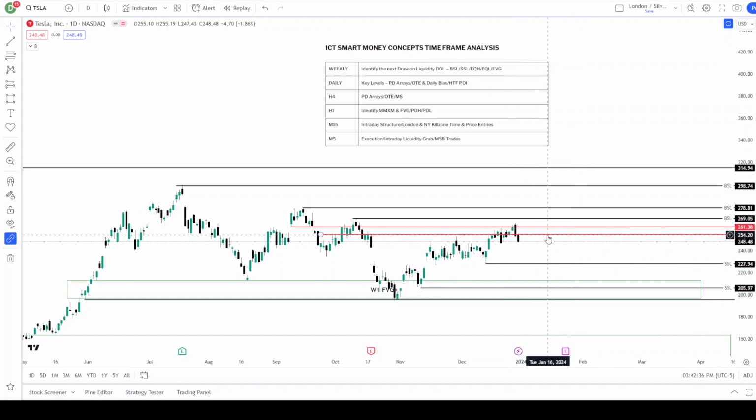We have not caught anything that has given us an indication that we've seen an actual smart money reversal.